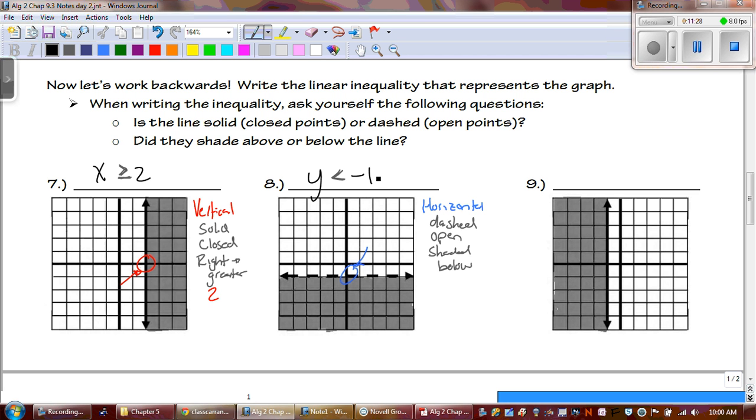Okay? So for number 9, I want you guys to ask yourself those same questions. Is it horizontal or vertical? Is the line solid or dashed? And then did they shade above or below or left or right? Okay? So why don't you try number 9? And then the answers will be up in just a minute. Pause the video.